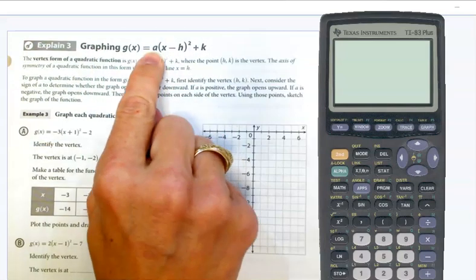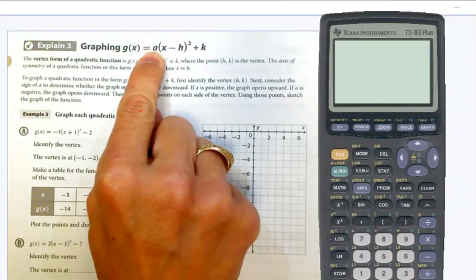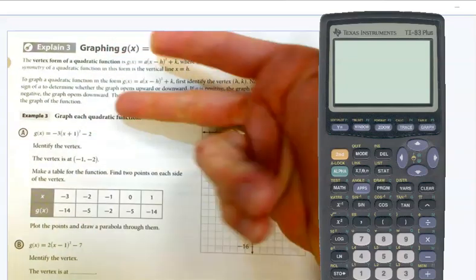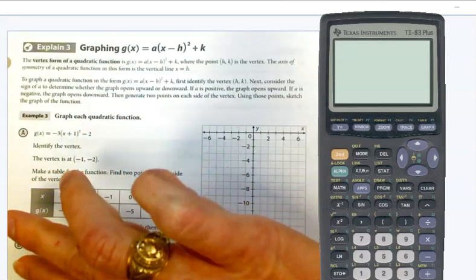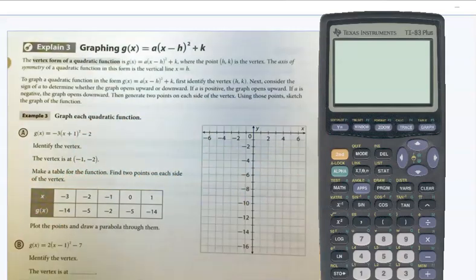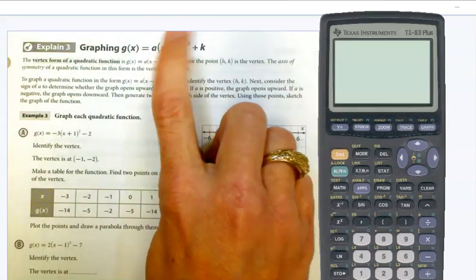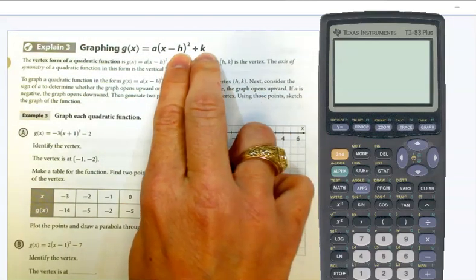Remember, if a is greater than 1, then that's going to be a stretch. If a is a decimal, it's going to be a shrink. And remember that if a is negative, it's going to turn the whole parabola upside down, and it's going to point and open down rather than up. Okay?